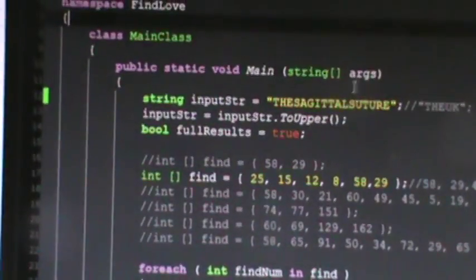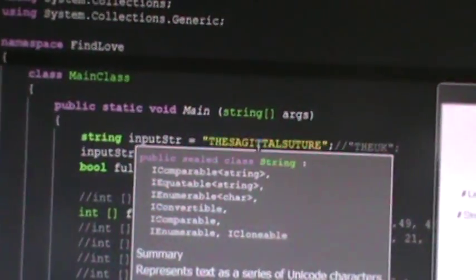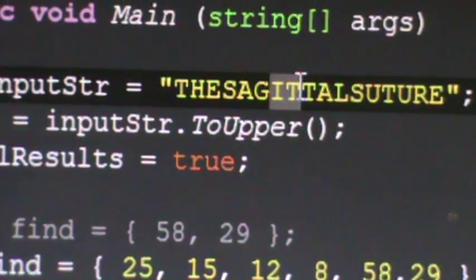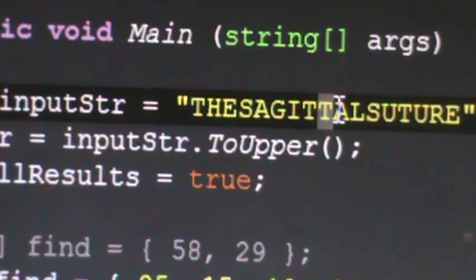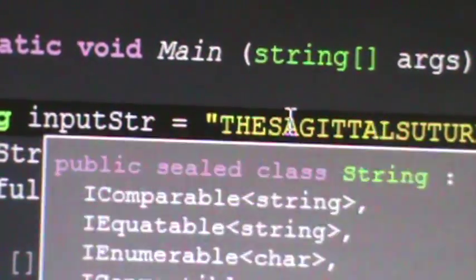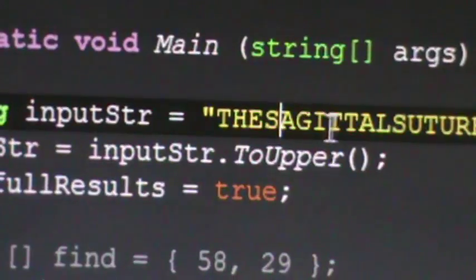But this is glaring. Sagittal. So 29 and 29. Half Father, half Father. Amazing, amazing, amazing.